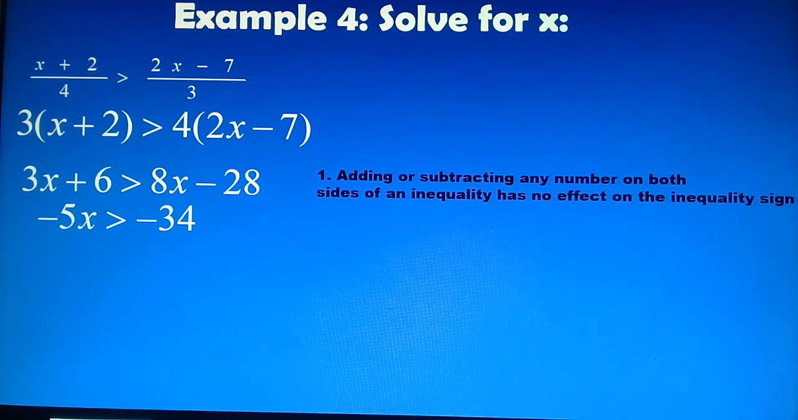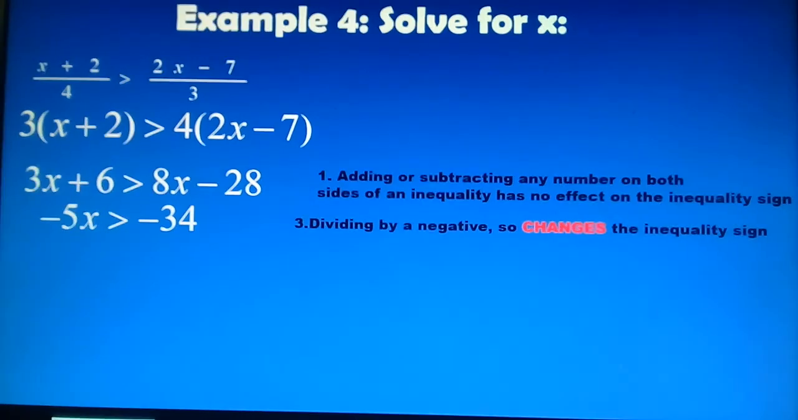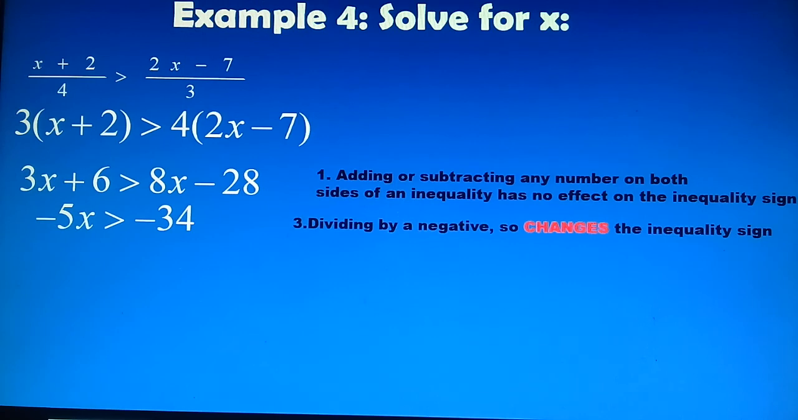Okay, I want to solve for x. Can I divide? Yes, I can divide by minus 5 on both sides. But they are negative. What happens if I divide by a negative number? Wow, how nice. The inequality sign will change because I'm dividing with a negative sign. Rule number 3 says dividing by a negative changes the inequality sign. Let's just divide by minus 5 on both sides.